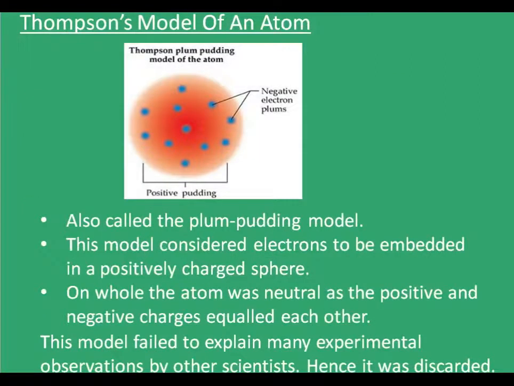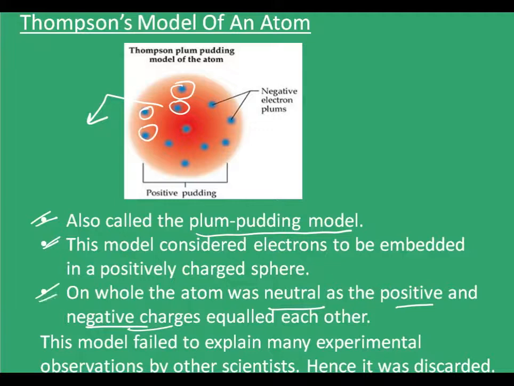Now let's first see what was Thomson's model of an atom. Thomson's model of an atom was also known as the plum pudding model. It was called the plum pudding model because it resembled the plum pudding. It had a positively charged sphere containing negatively charged species in it. On the whole, the atom was neutral, that means the positive charge equally balanced the negative charged species. This model failed to explain many experimental observations, hence it was discarded.